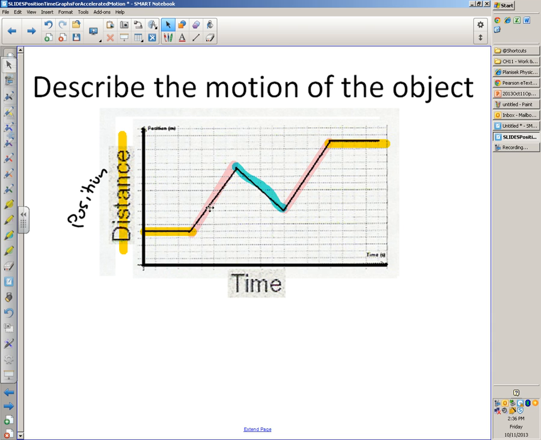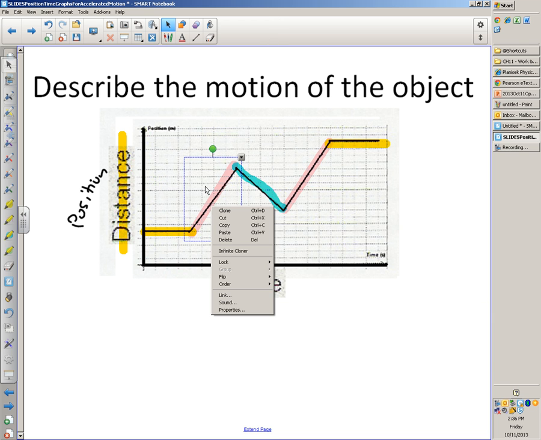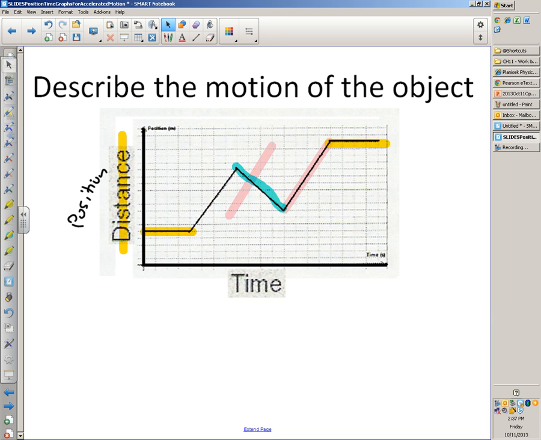Let me give you a help. If I take this and move it there, these two lines, what would we say about these two lines mathematically? They're equal slopes, and we call that parallel. So parallel lines on this position graph means that an object is moving with the same velocity. Good there? Second question.